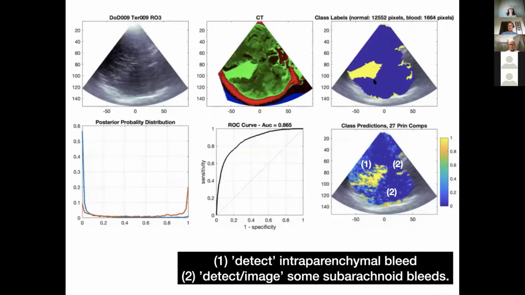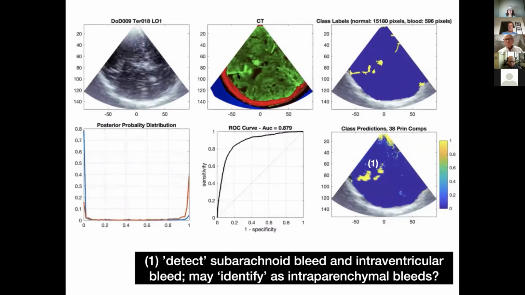Same patient, imaging from the other side of the skull. We could argue that we detect the interparenchymal bleed. Here again is the CT. Here are some subarachnoid bleeds. And we actually image some of those subarachnoid bleeds, but I think they perhaps would be called subdural bleeds. For the purposes of triage, this would be a 6-1 subarachnoid bleed by CT.